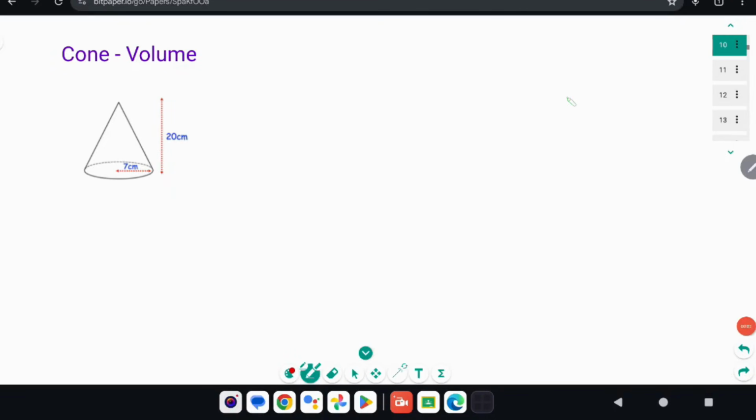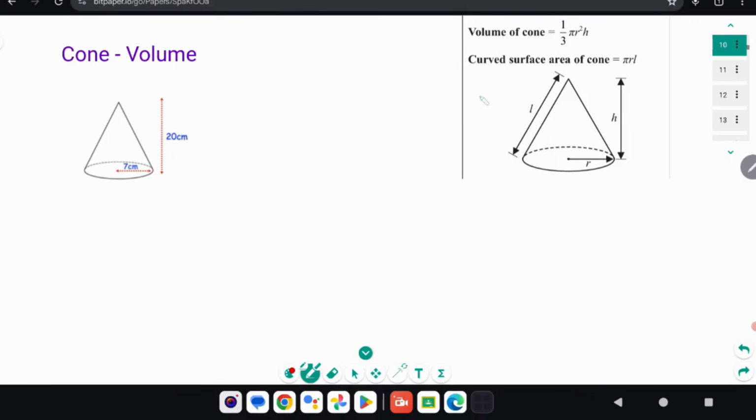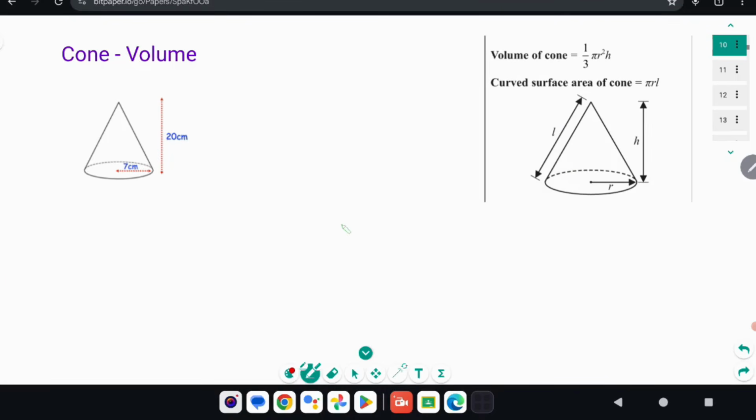Volume of a cone. This is another volume you do not have to remember the formula for. You are given it in your formula book. So volume of a cone is 1/3 pi r squared h. It's actually a third of a cylinder with the same radius.